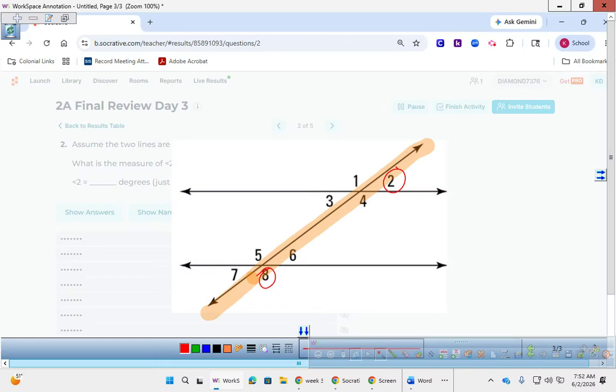I like to think of two horizontal lines like a hamburger. The meat of the hamburger is the inside and the buns are the outside. So the 2 and the 8 are on the outside. They're not being forced in by the lines. So these are called same side exterior angles. All right?